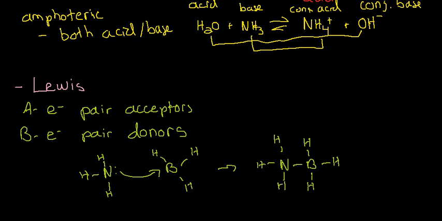So that's how Lewis acids and bases work. In this case, our boron trihydride was functioning as the electron pair acceptor, and therefore was the Lewis acid. Our ammonia was functioning as the electron pair donor, and therefore was our Lewis base.